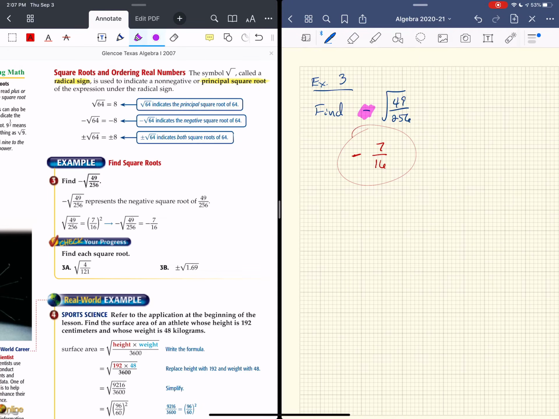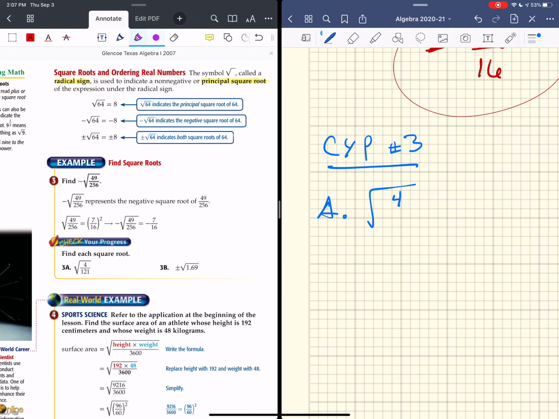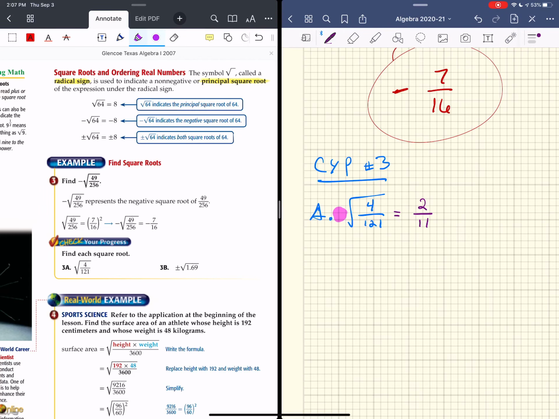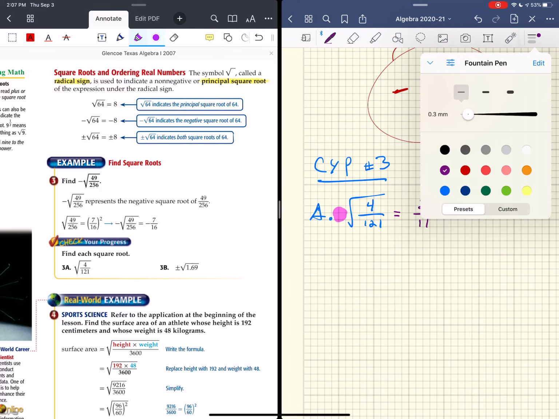Let's actually do the Check Your Progress number 3 together really quick, because I know this is kind of a weird concept. So A has another strange looking square root, 4 over 121. This time, though, I notice no sign in front of the square root. And so I realize, oh, they just want the principal value, which is going to be positive. We could write a plus sign, but normally when things are positive, we just don't put any sign at all. And then we take our square roots, right? For the numerator, the square root of 4 is 2. For the denominator, the square root of 121 is 11. And so there it is. The principal value of square root 4 over 121 is 2 over 11.